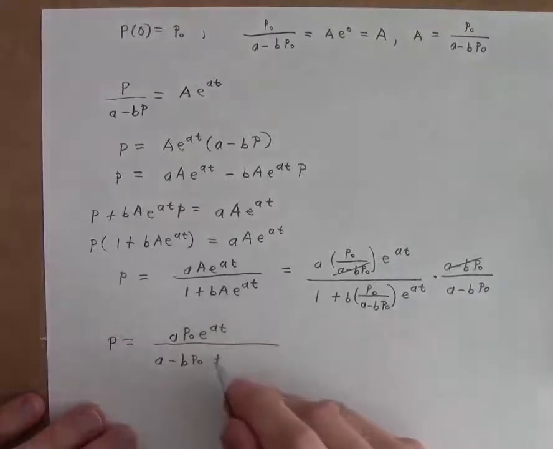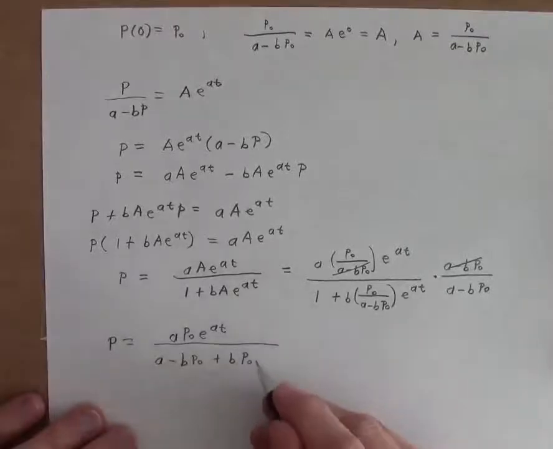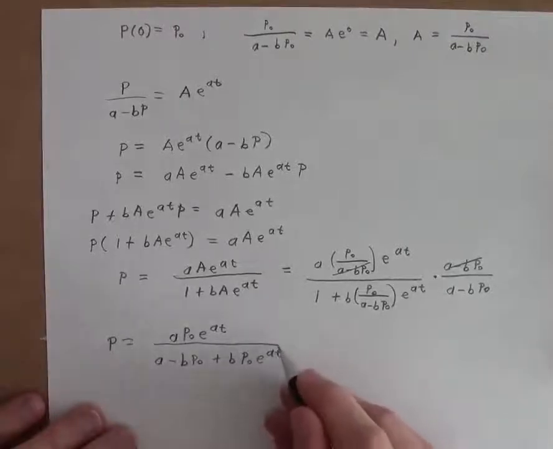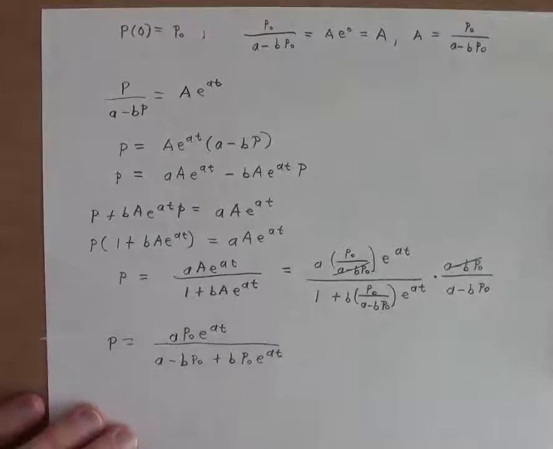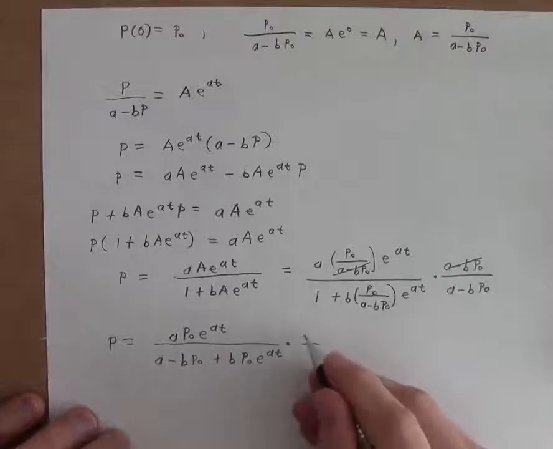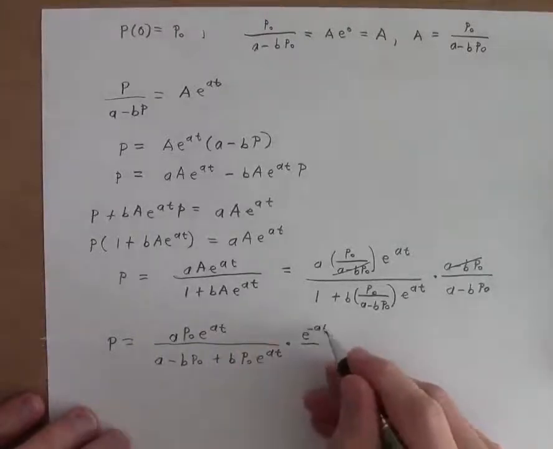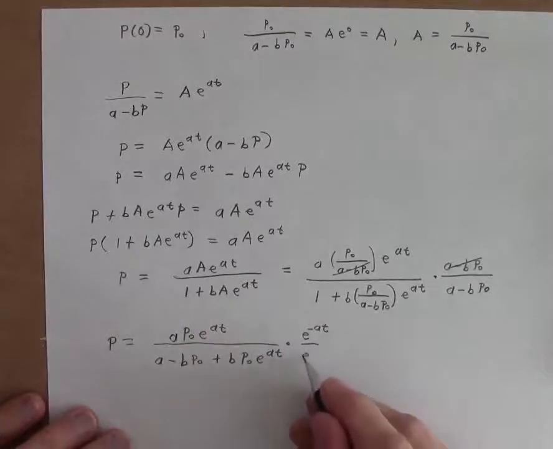So we get plus b p sub 0 e to the power at. Okay, now let's do some more dividing. So let's divide by, or actually either divide or multiply. Let's divide by e to the at or multiply by e to the power minus at.